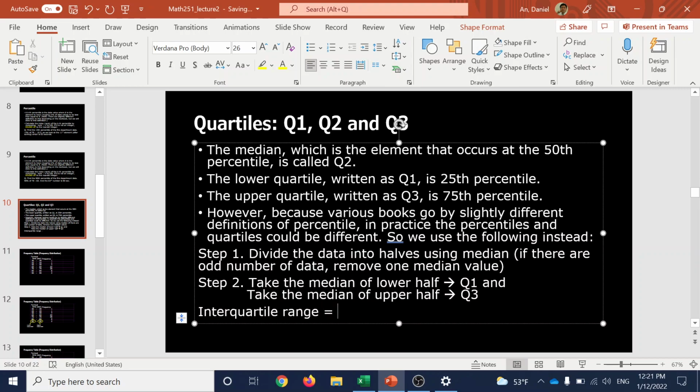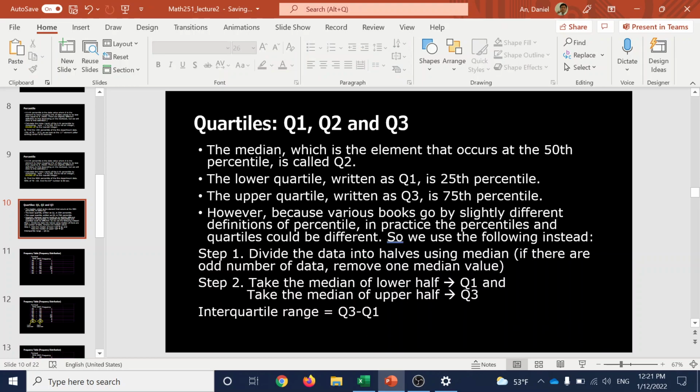And this is upper, it's Q3 minus Q1. Okay, that's called the interquartile range. So it's a difference between these two. Now, if this interquartile range is big, then you know that the data is somewhat spread widely. If this is small, then you know that the data is somewhat tight. Okay, so that's another thing that you can figure out.